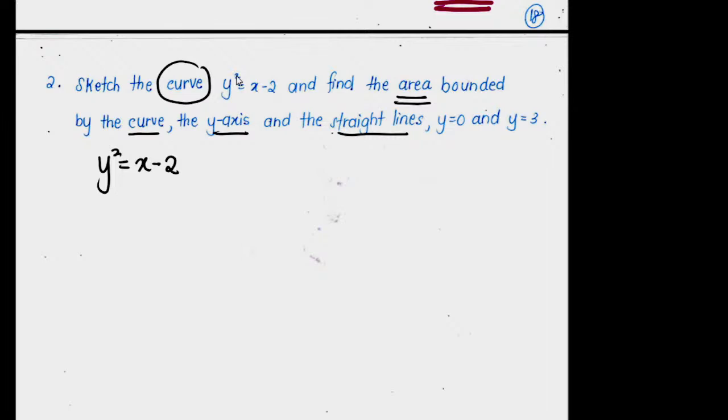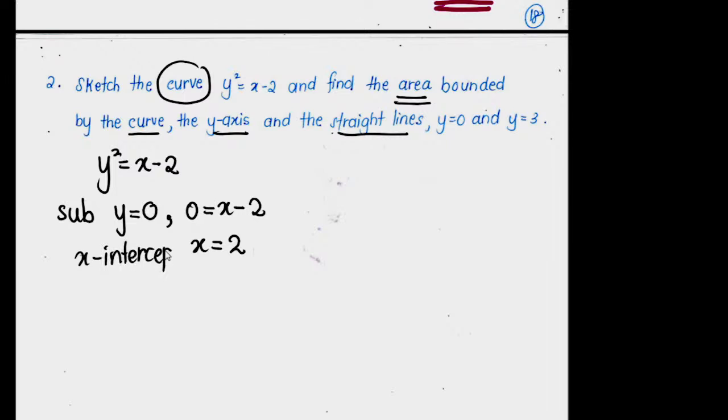Most of the time you all have not yet learned how to sketch y square graph, isn't it? Okay, but actually it's very simple only. First what you do, you substitute y equals to 0 first, so you know what is your x-intercept. Okay, so 0 equals to x minus 2, so x we will get 2. Okay, this is your x-intercept.